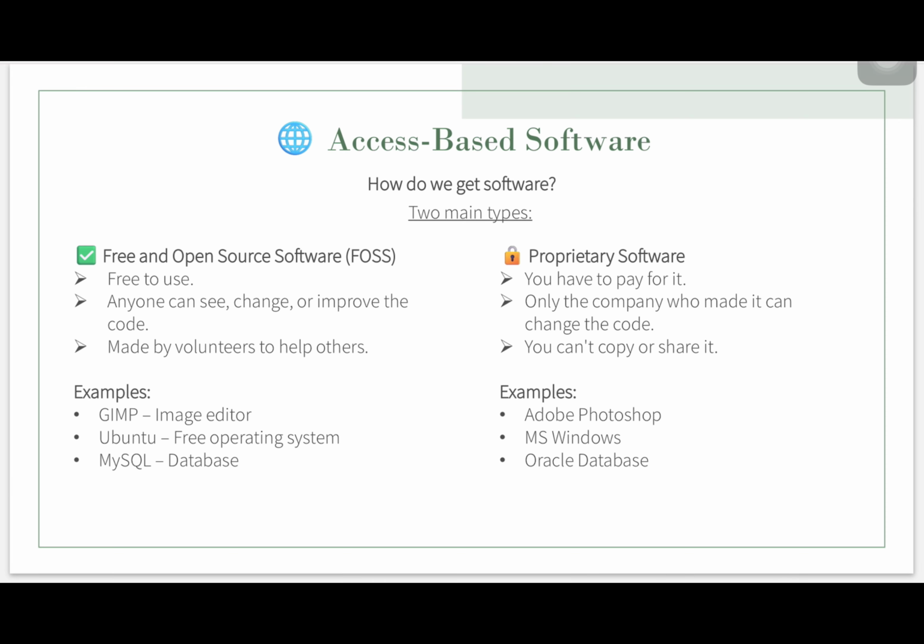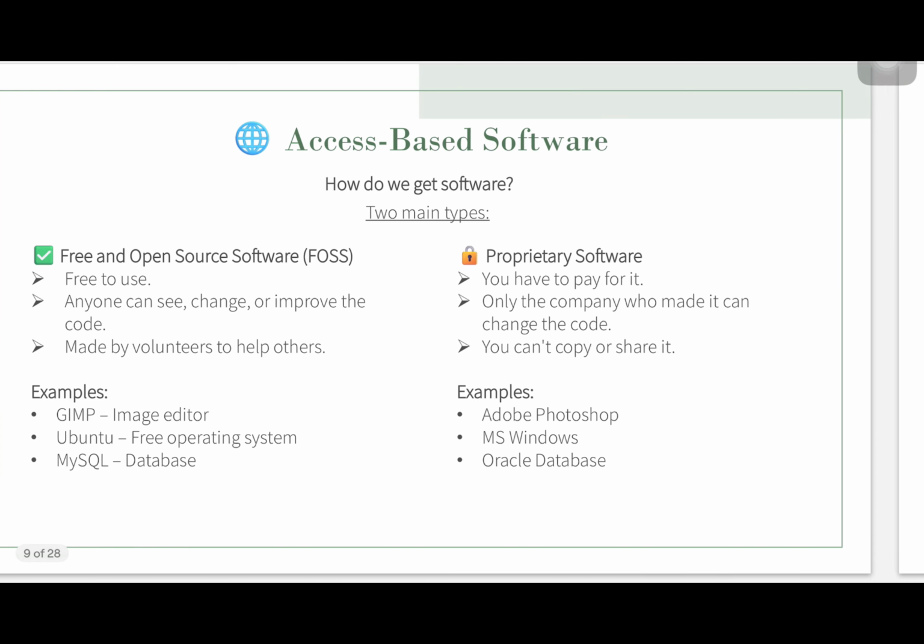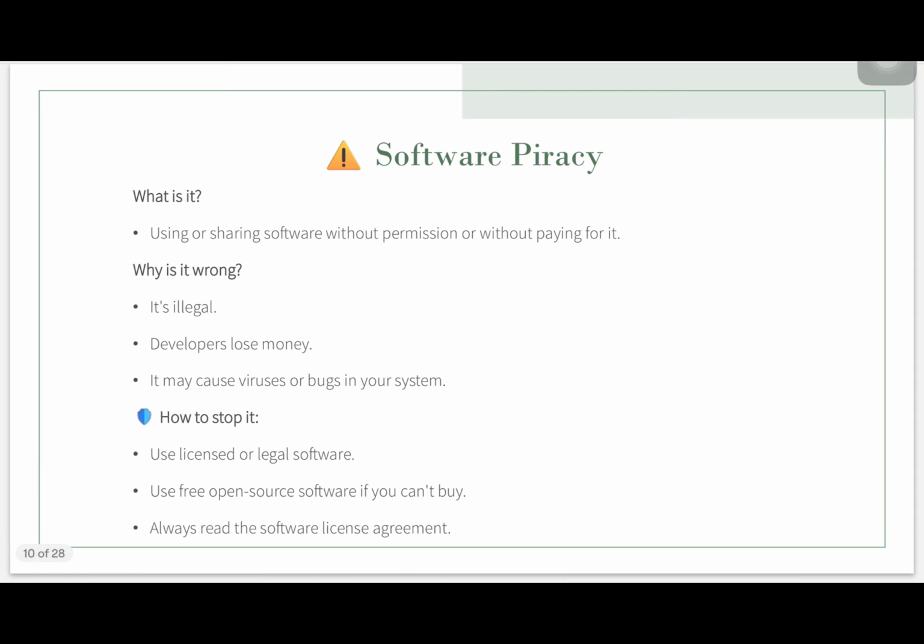Examples are Adobe Photoshop, MS Windows and Oracle database. These are all proprietary software, meaning we need to give money to buy that application. Now, software piracy. What is meant by software piracy? Using or sharing software without permission or without paying for it.